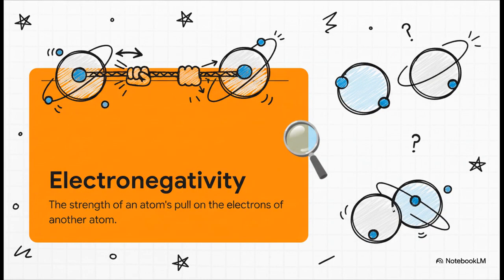Well, it all depends on a property called electronegativity. The best way to think about it is like an atomic tug of war. It's literally a measure of how badly an atom wants an electron, how hard it pulls on another atom's electrons. And this one single value is the key to figuring out what kind of bond is going to form.